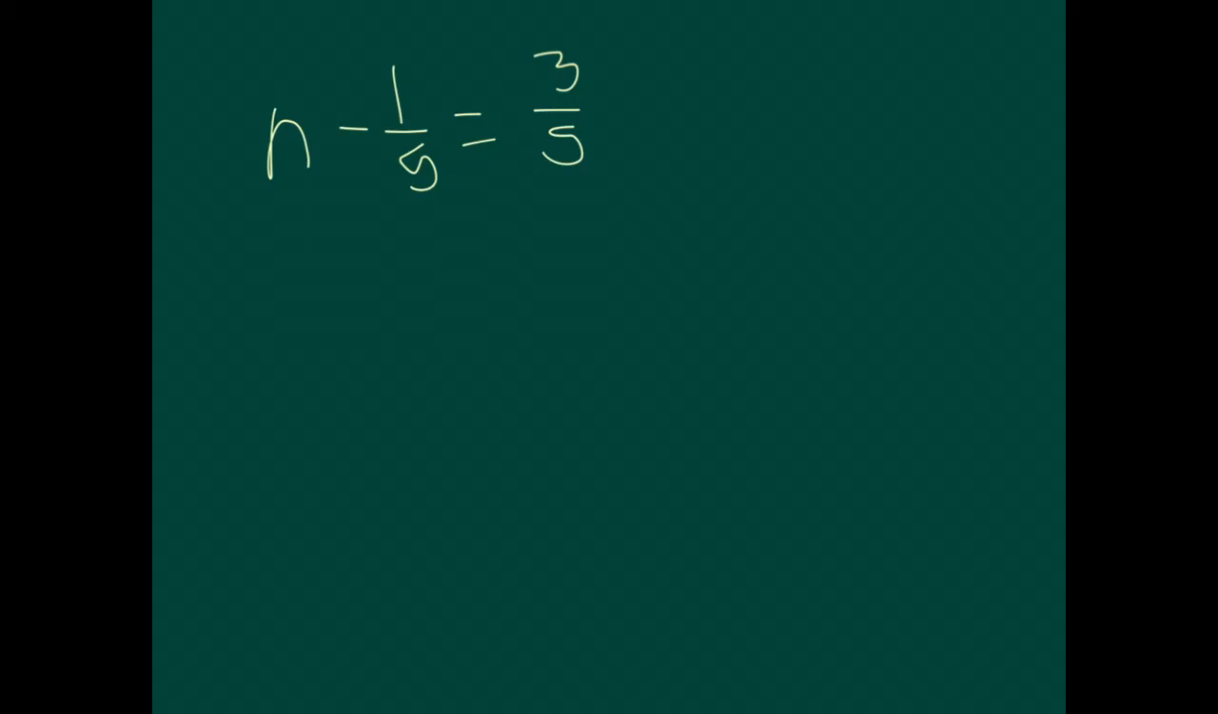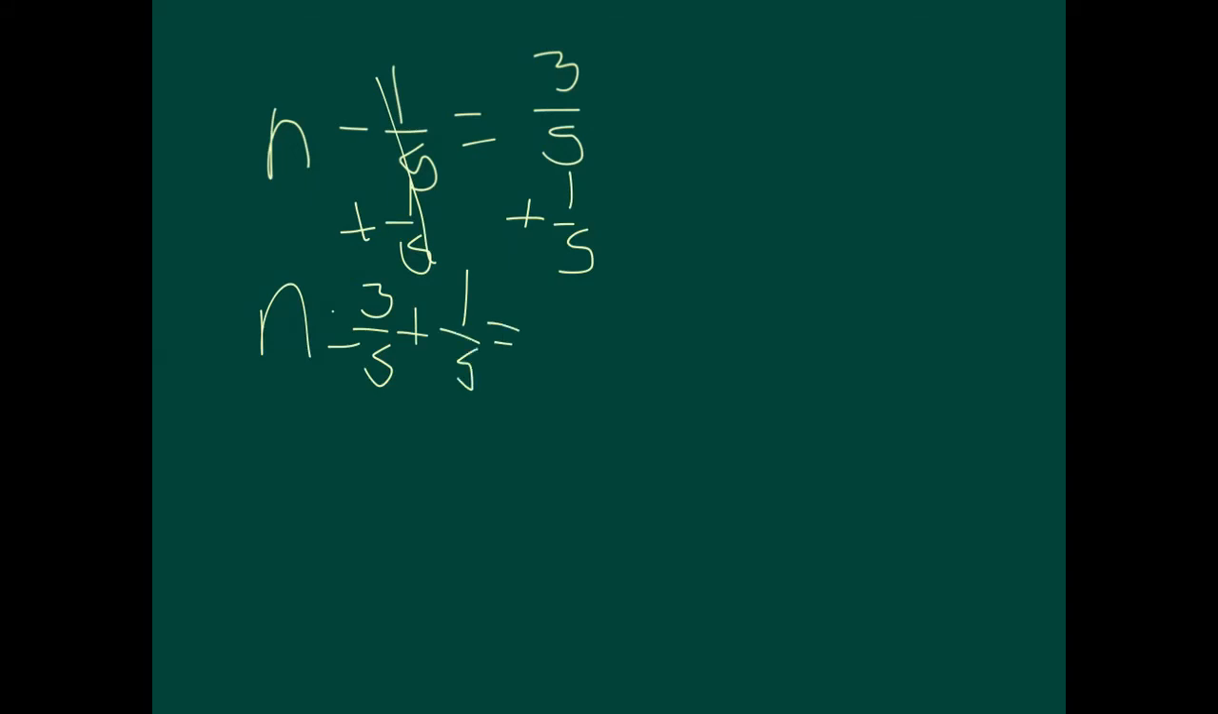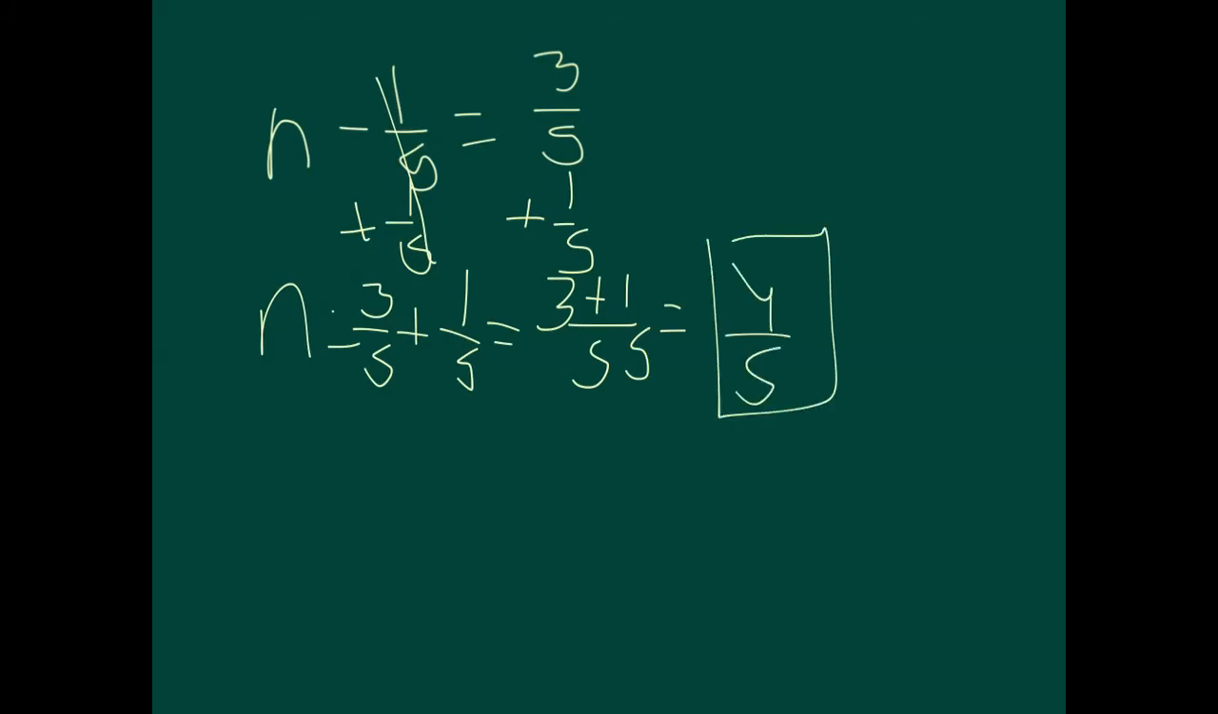Next we have n subtract 1/5 equals 3/5. So then we would have to add. That cancels out. And then you would have n equals 3/5 plus 1/5. And then you would get 4 over 5 as your answer.